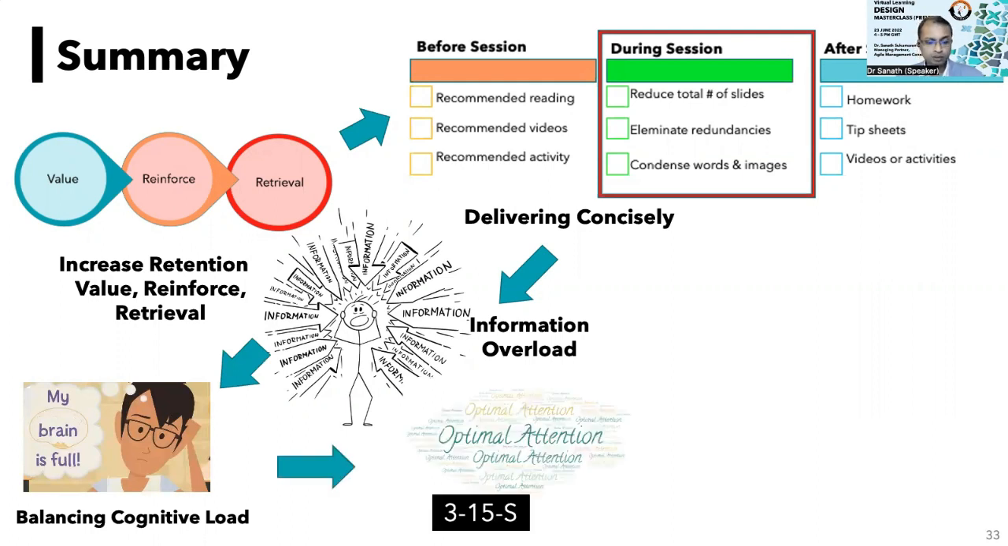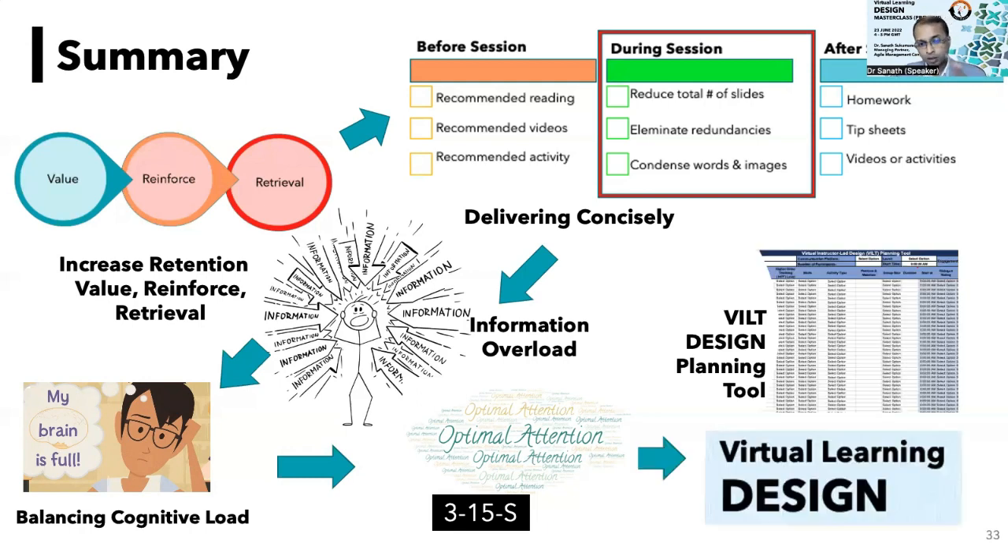That's what we talked about, the formula: 3-15-S or 4-20-S. 4 means four topics in 20 minutes and then switch and do something else. If it's three topics, then 15 minutes and then switch. Switch means don't just continue with the lecture alone. Change the mode of engagement. It could be a breakout, storytelling, watching a movie or whatever. And last but not least, all of these things will come together in our design planning tool.